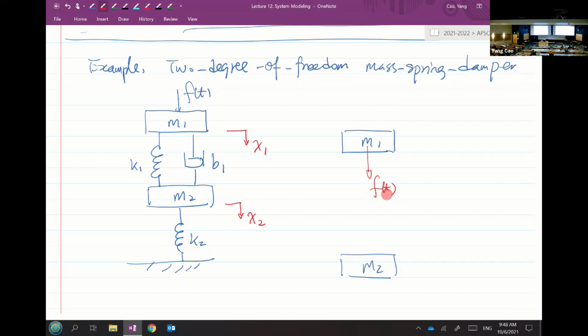How many other external forces are acting on M1? Good, one must be from the spring and one must be from the damper. Let's draw it here. Did I draw the right direction? Good, a restoring force in the opposite direction of X1. Because X1 is pointing down, that's why I draw it in the upward direction. So now the value of this force vector: let's look at this spring here. How much external force comes from the spring K1?